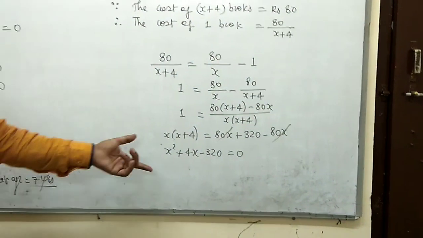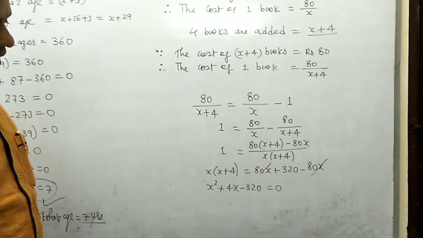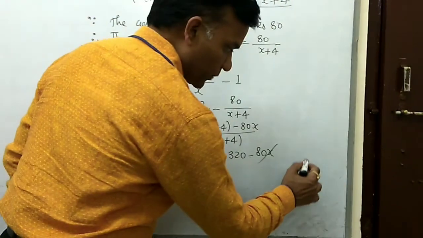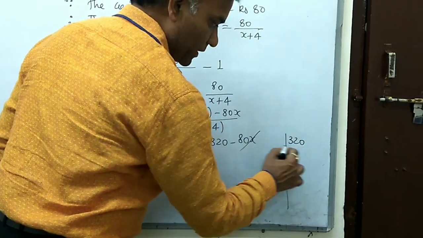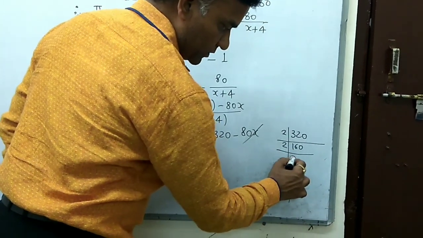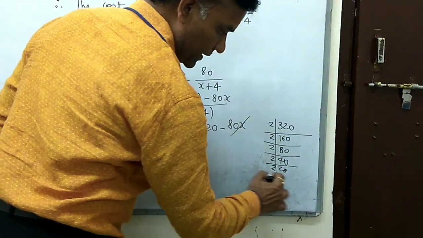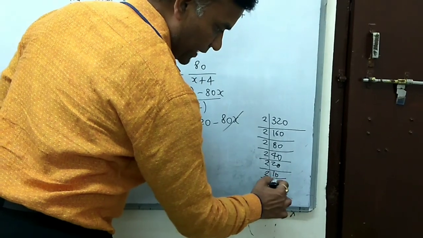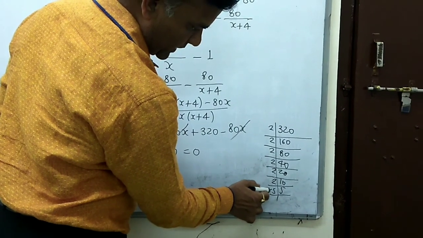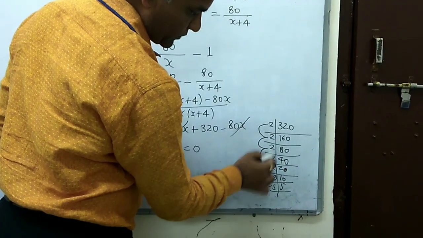Okay, so now again we have a quadratic equation, but again we have the constant term as negative, so again use the factorization method and split the middle term. But we don't know the factors, so first we find the prime factors of 320. That is 160, and now 80, 40, 20, 10, and then 5, and then 1. Like 5 fours are 20, and now 2 twos are 4, 4 twos are 8, 16.